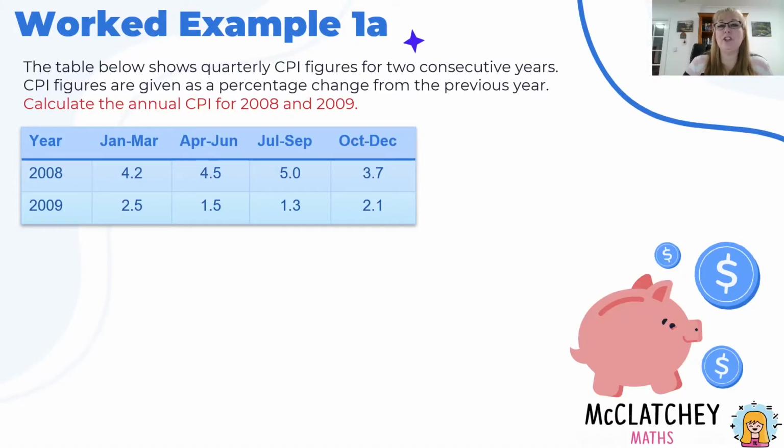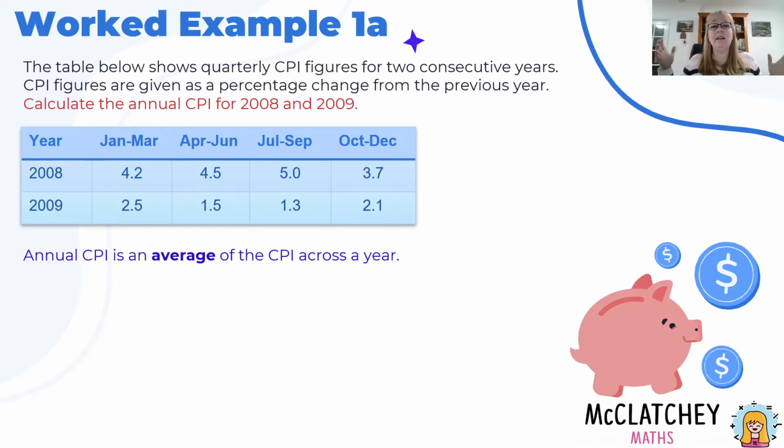The table below shows us quarterly CPI, Consumer Price Index, figures for 2 consecutive years. That means 2 years in a row. CPI figures are given as a percentage change from the previous year. Calculate the annual CPI for 2008 and 2009. What this question is actually asking you to do is to calculate an average of the CPI for the whole year, because the annual CPI is basically all of the CPIs through the year taken as an average.